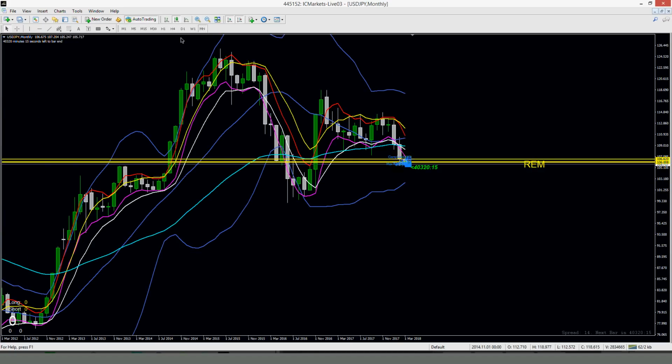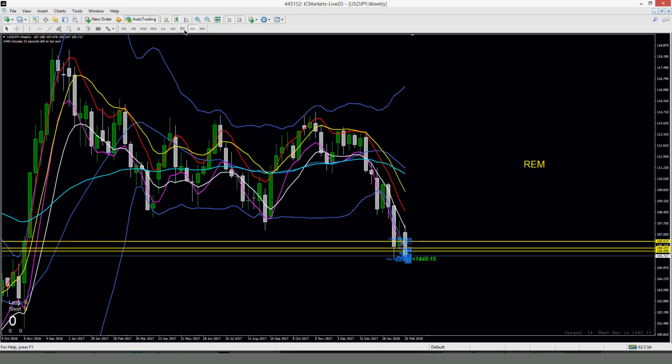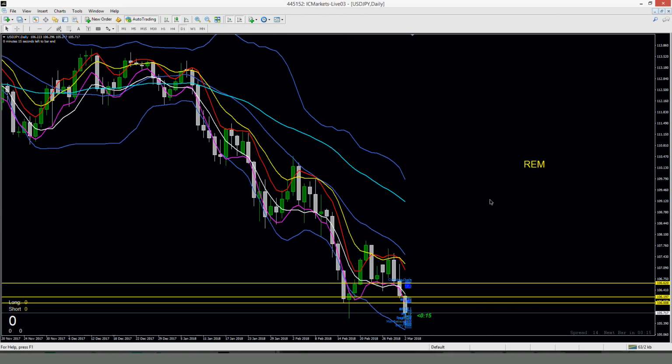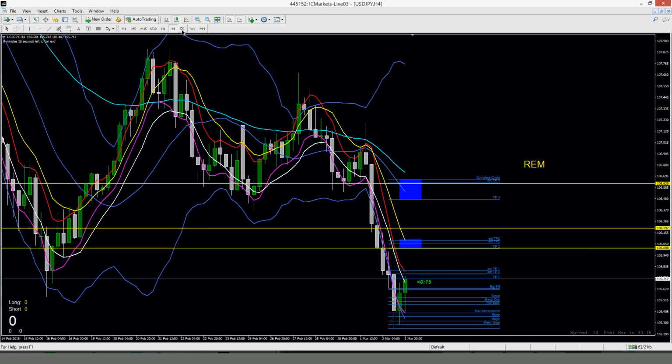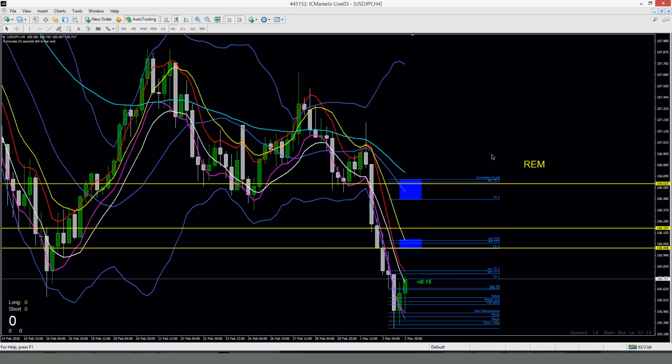Because monthly, weekly, and daily do not have any setup at all for you, if you're a swing trader, there's no point in doing any trades at this particular level. However, if H4 has provided you with a setup, then you know that's where you're going to take the chance to sell. So I think that's it for this morning.